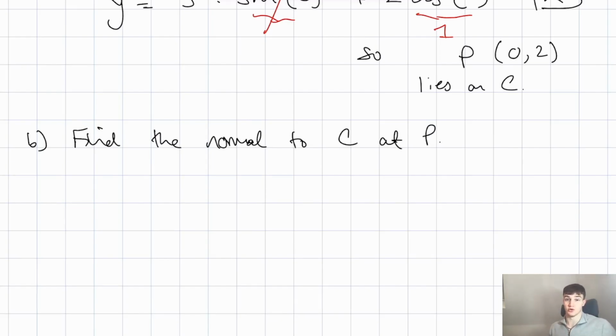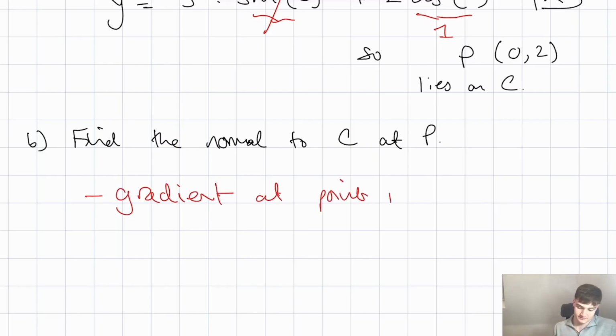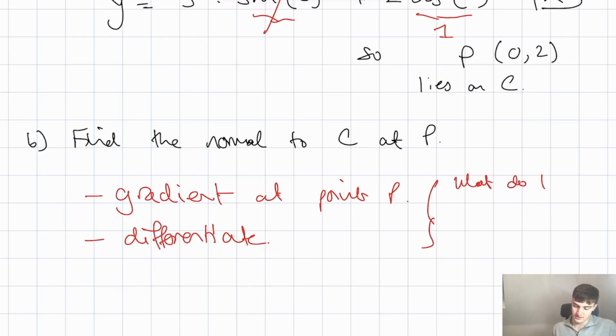If you want to find the normal, in order to do that, you need to know what the gradient of the tangent is, so you can take the reciprocal of that. So we need the gradient at point P. To do that, we need to differentiate. This is the sort of method you want to follow: what do I know, and then what do I want to find out?